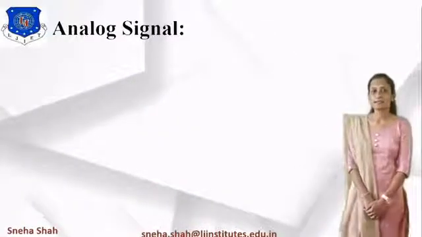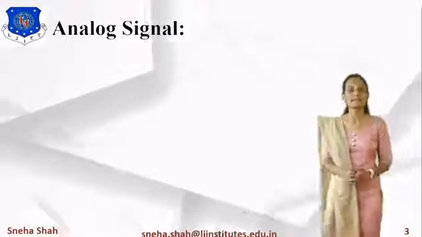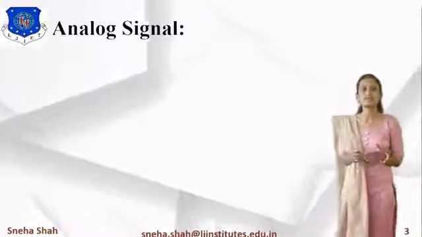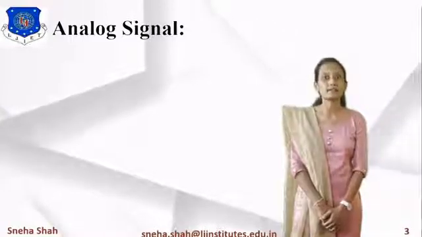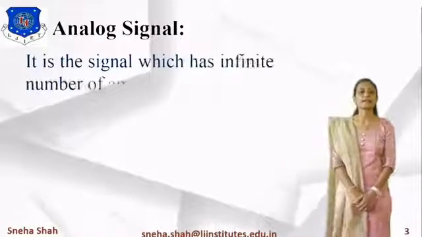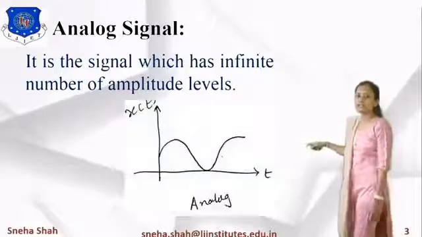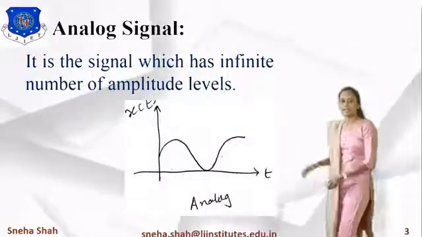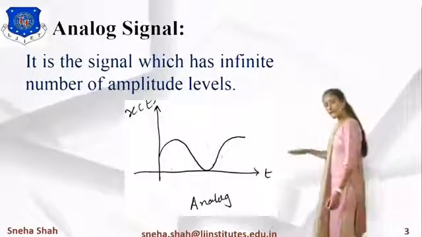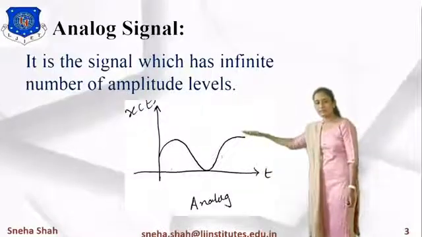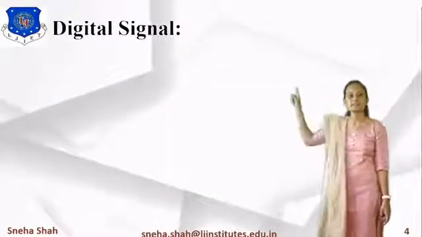Now if we define the first signal type, it is the analog signal. What is an analog signal? An analog signal is a signal which has an infinite number of amplitude levels. If we draw the analog signal, it will look like this. From this diagram, you can see that it has an infinite number of amplitude levels. So if it has infinite amplitude levels, it is considered an analog signal, and if the amplitude levels are finite, then it is considered a digital signal.